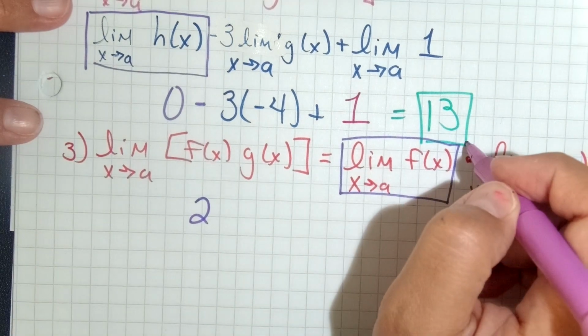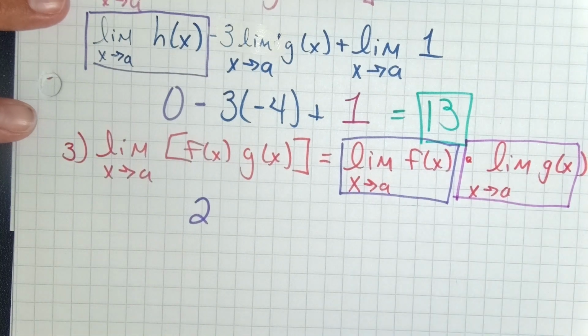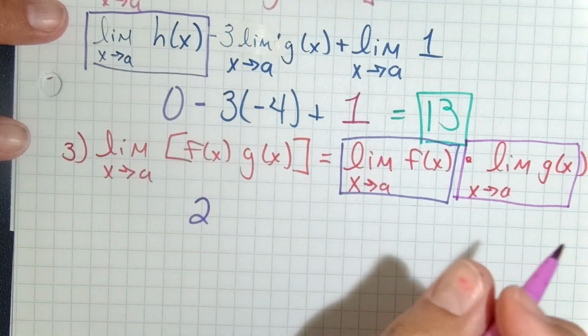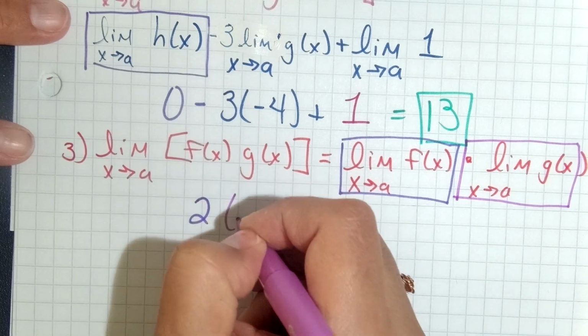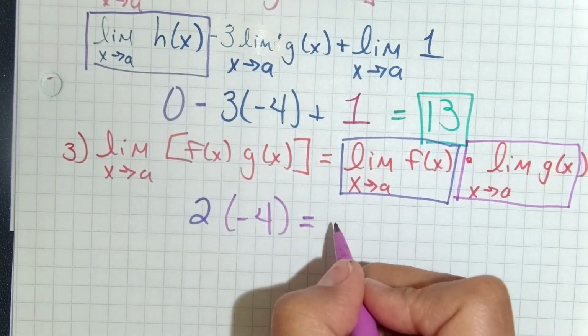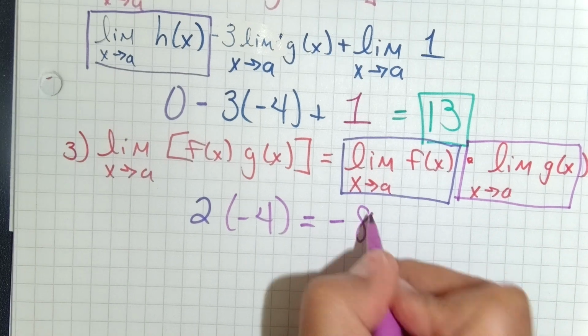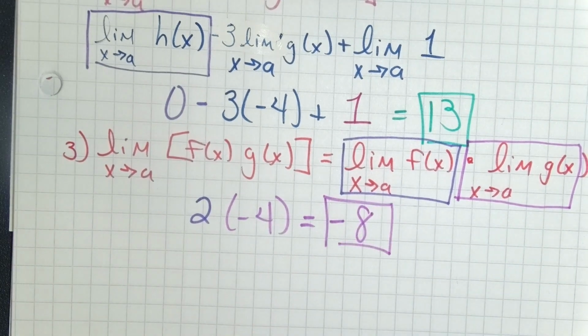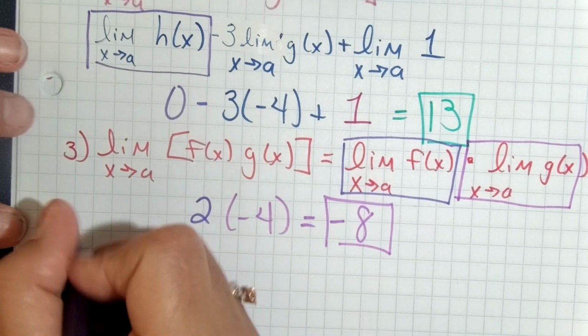Okay, what's the limit of g of x then? Not 4, -4. So now I'm just going to simplify that, and the answer is -8. Questions? Pretty straightforward? Okay, number 4.